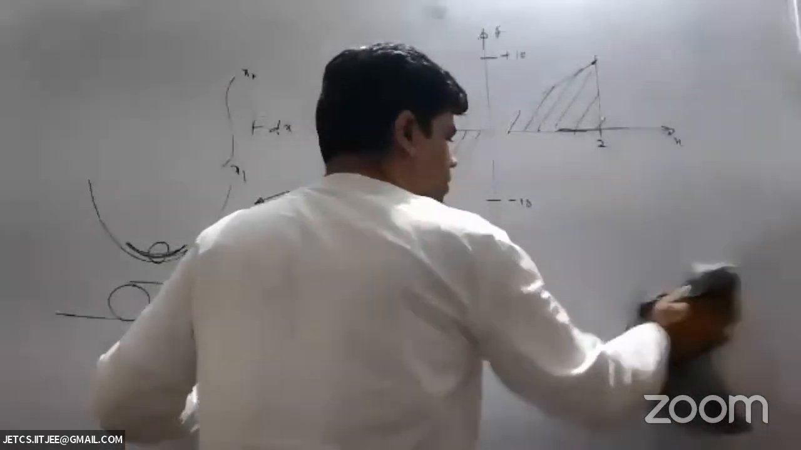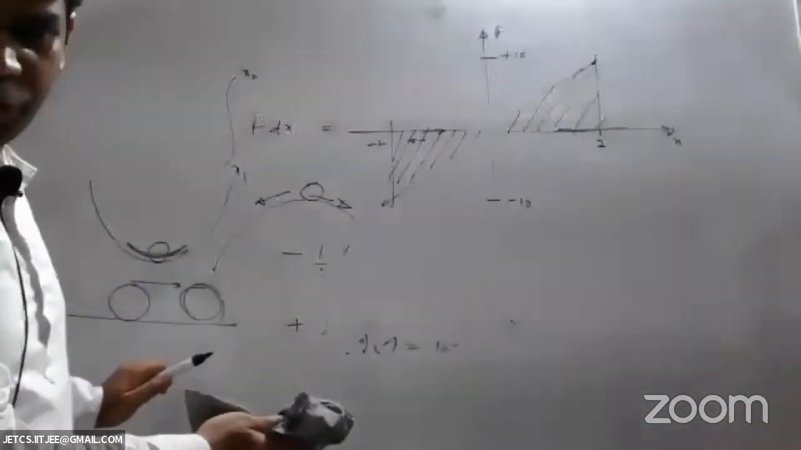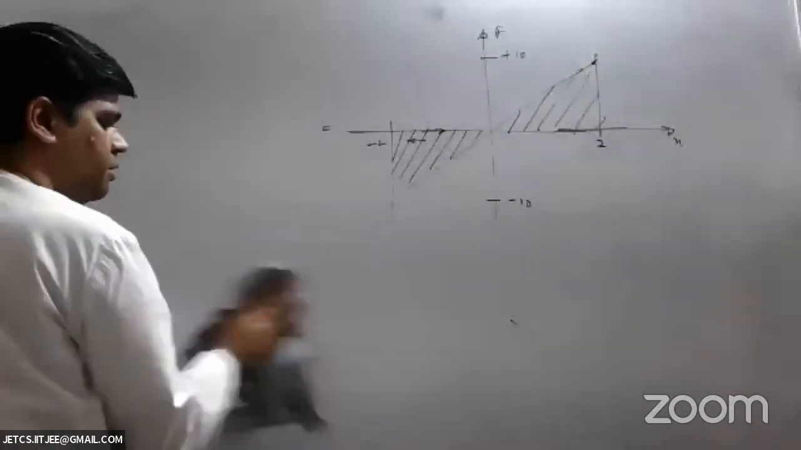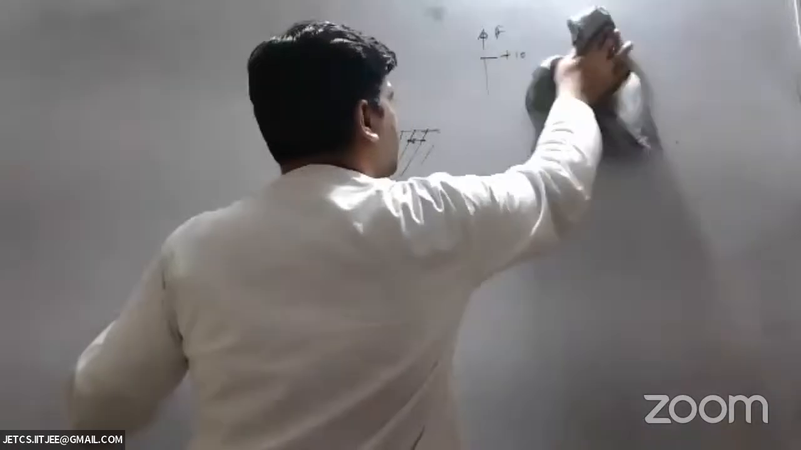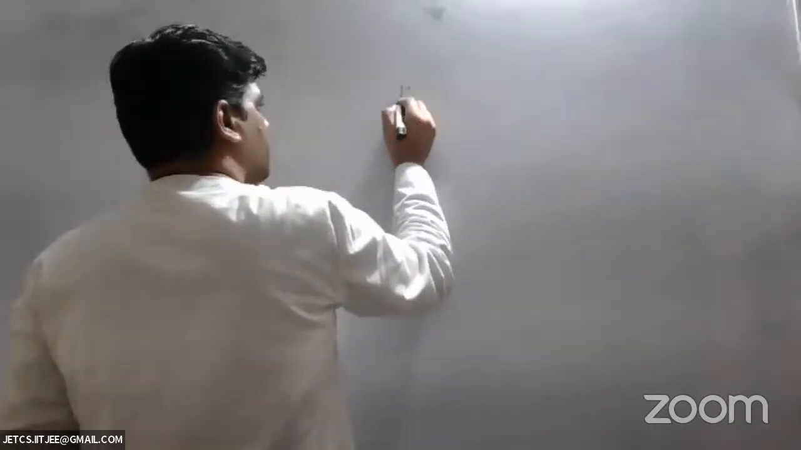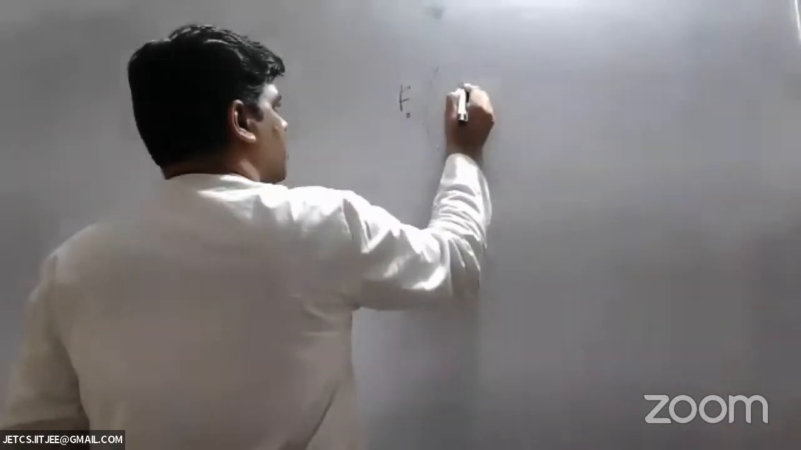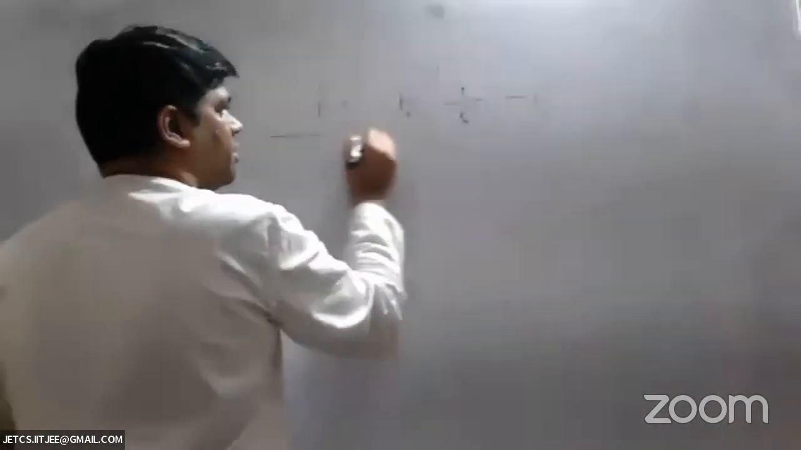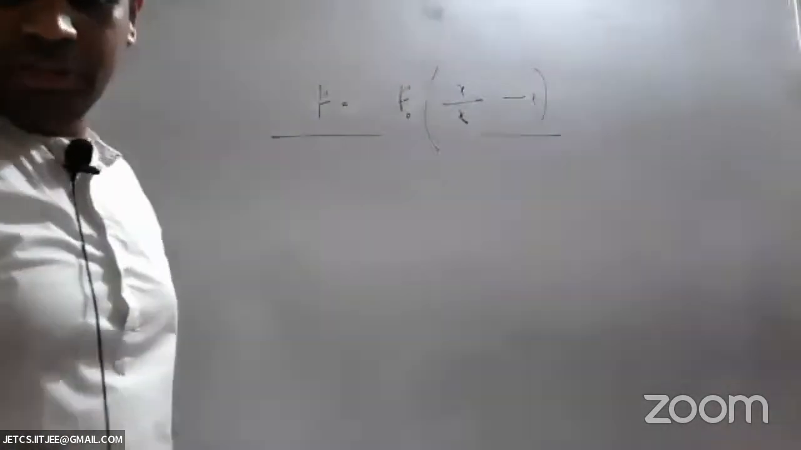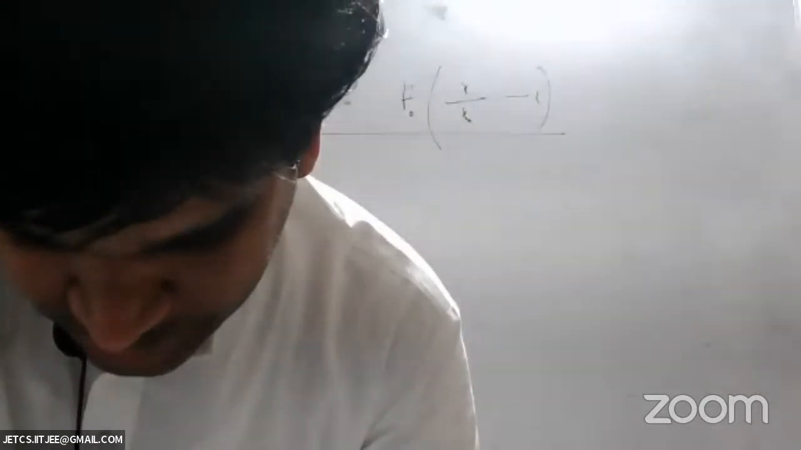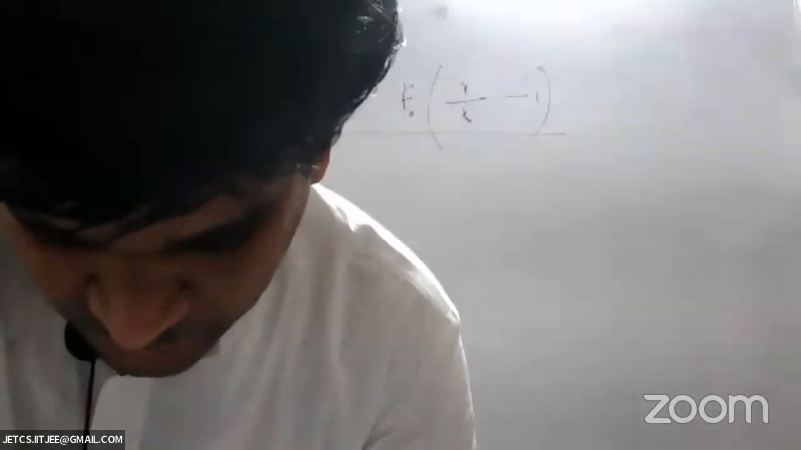F is equal to, how much is it? F0 into x by x0 minus 1. Can you plot that graph? F0 into x by x0 minus 1. This is my force. And the question says, calculate the work done moving the object from 0 to 3x0 by plotting the F-x graph, and then calculate the area under the graph. Also calculate the work done by evaluating the line integral.